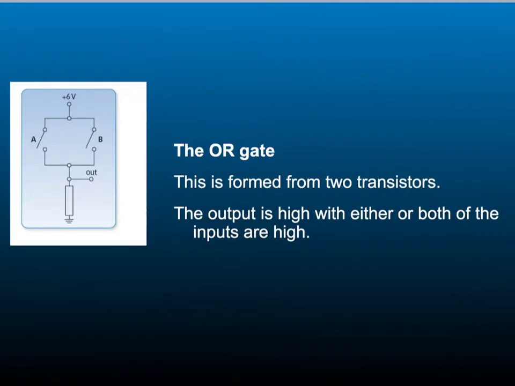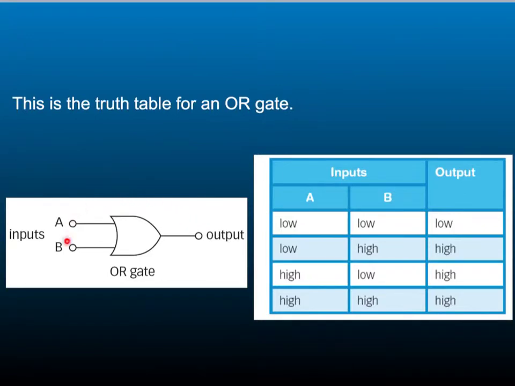This is the OR gate. It's formed again from 2 transistors, but they are connected in a different way. They are connected so that the output is high when either or both of the inputs are high. This is the symbol we use for the OR gate, and this is its truth table. Again, the columns A and B represent the inputs A and B, and this column represents the output. Now if both of the inputs are low, the output will be low. However, if you have one of the inputs high and one low, the output will be high. And then again, if you have both inputs high, the output will be high.